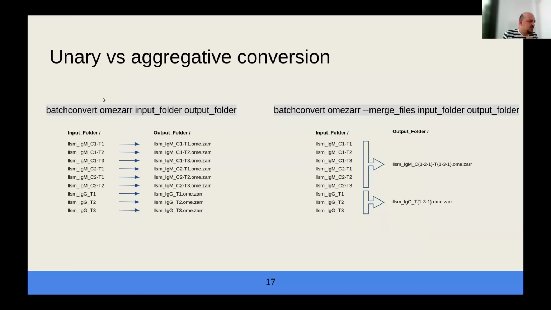This is an example just to illustrate what I mean: unary or aggregative conversion. In unary conversion, you simply parallelize the conversion of all datasets in such a way that each input becomes one output OME-Zarr dataset. In aggregative conversion, the tool recognizes which files belong to the same image and merges them together. So the output of this is, for example, a single OME-Zarr series. You can do these kinds of things as long as the file names are indicative, descriptive enough.